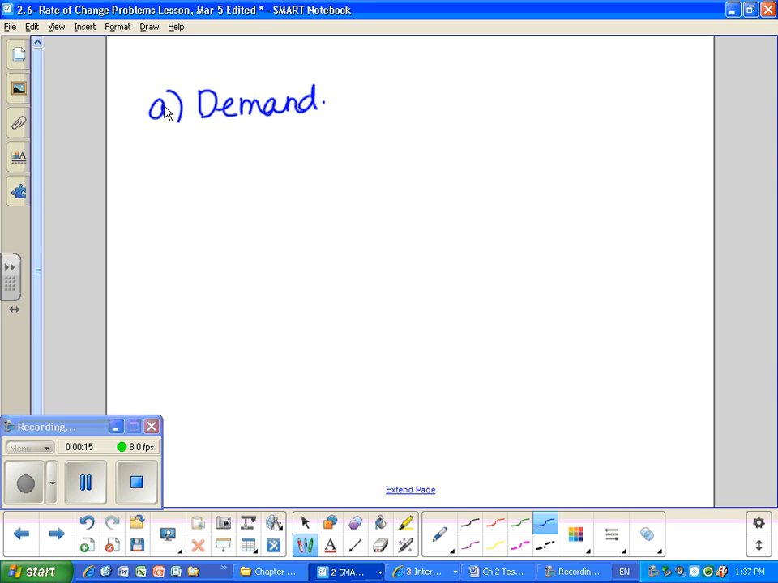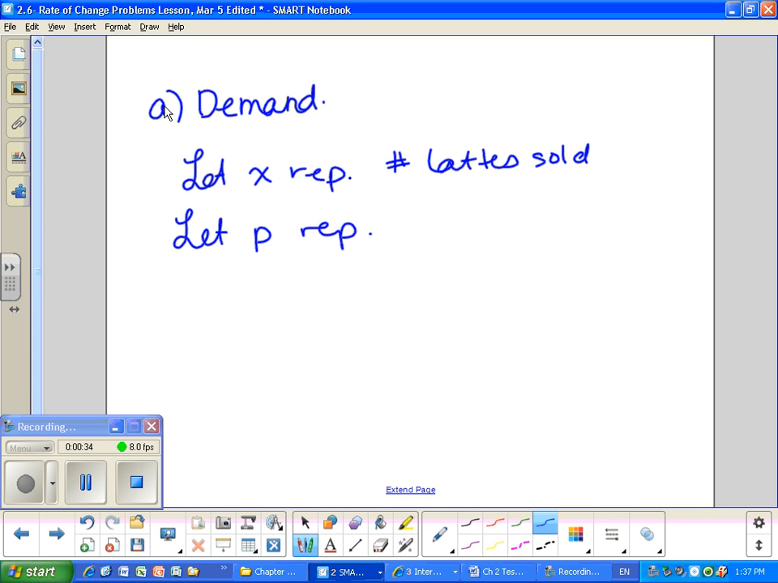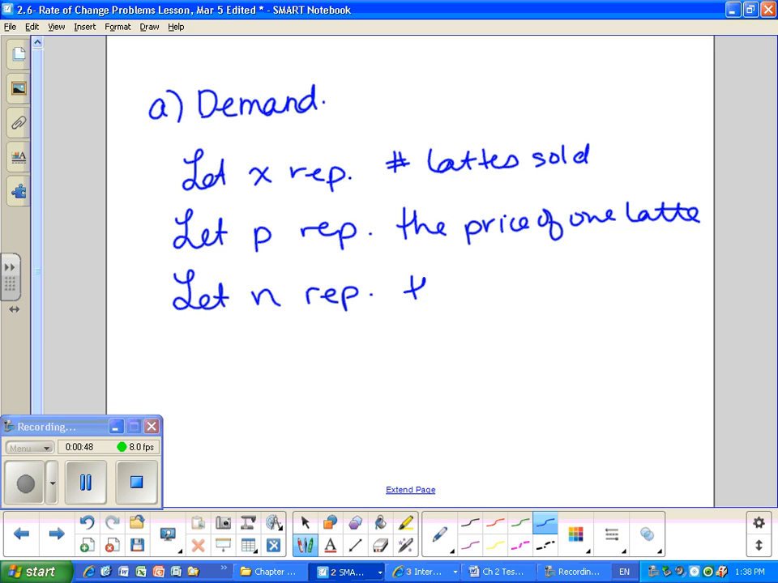So in the demand function, we have price and we have number of items sold. So let's say let X represent number of lattes sold, and we'll let P represent the price of one latte. So we're going to let N represent the number of price decreases.